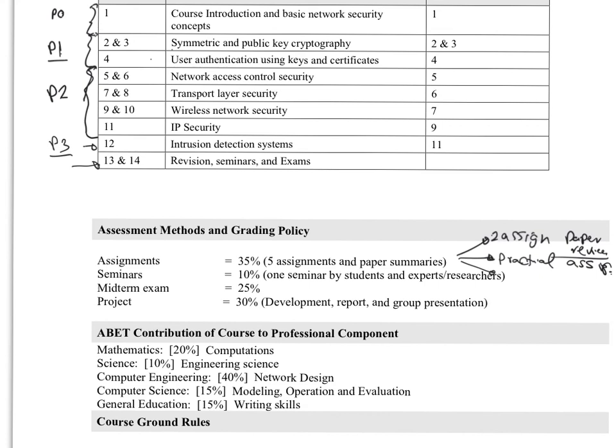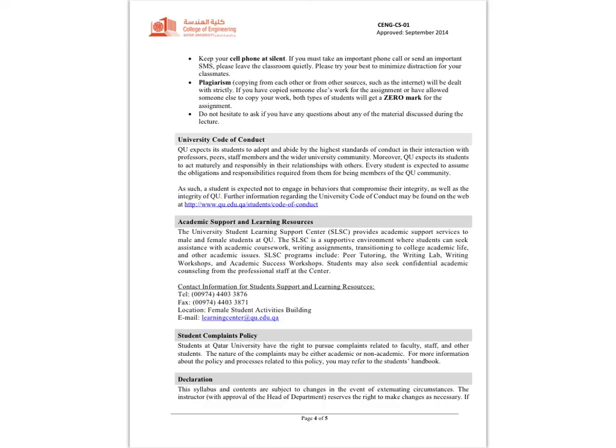So we will pause for 5 minutes just to switch, and then we will switch gear to the introduction part. The syllabus, pretty much.